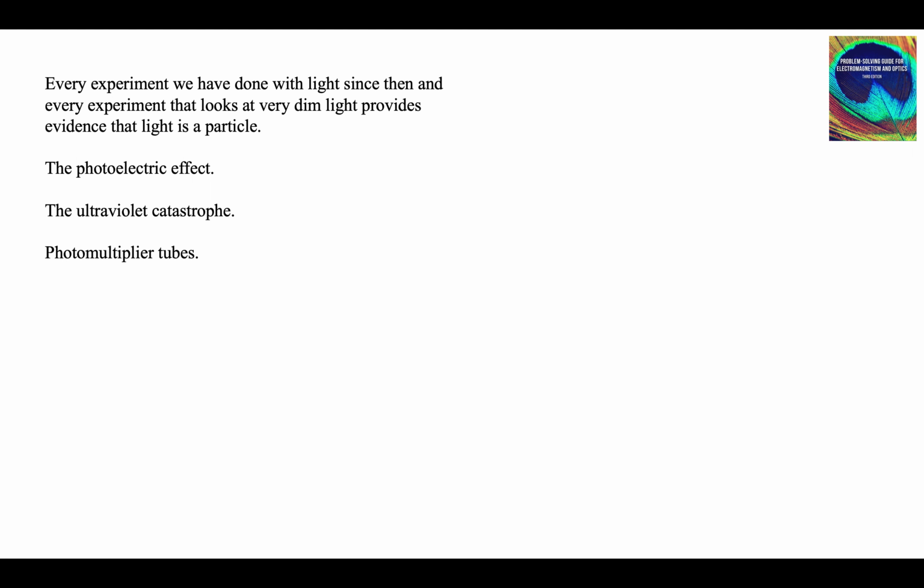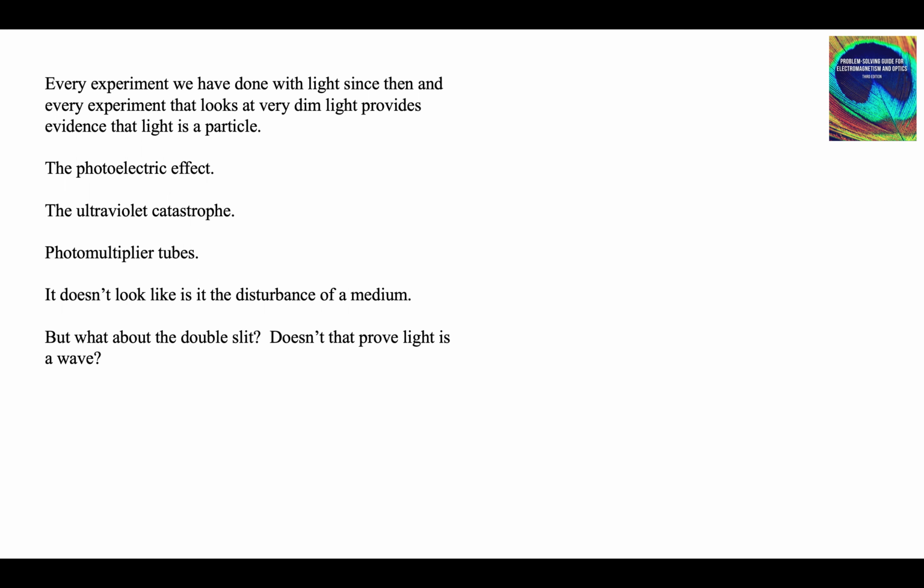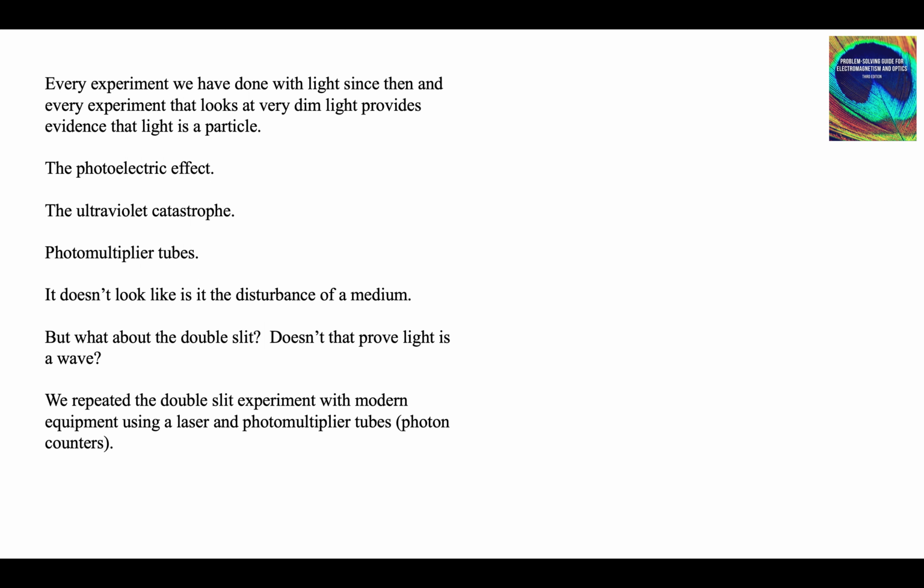Photomultiplier tubes, they count photons. If you turn down the light so it's very dim, it will click, tick, tick, tick, as if particles come into it. It's not a hum, it's a click. It doesn't look like there's a medium that's being disturbed. But we still have this double slit. It looks like light's a wave.